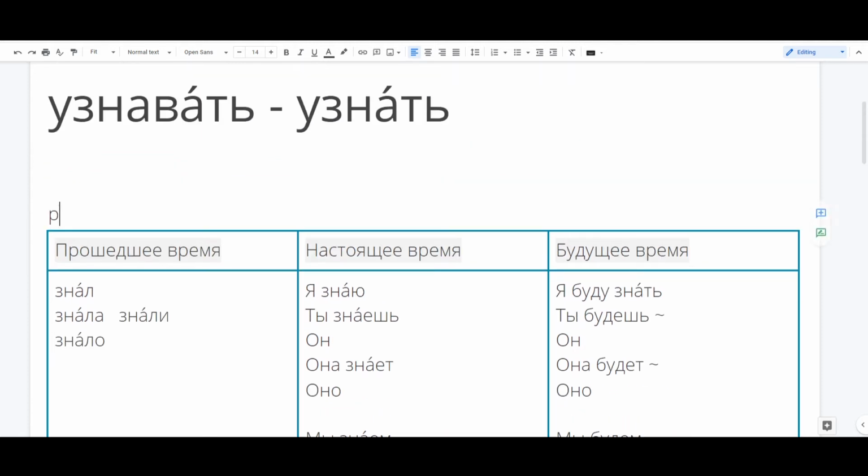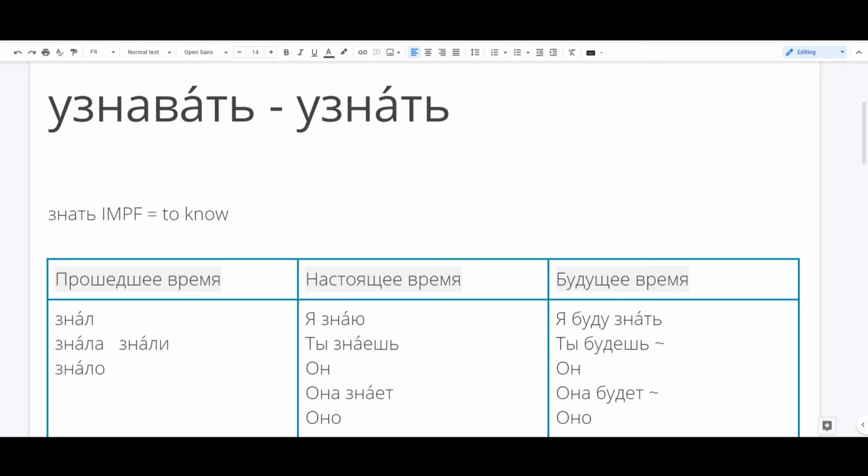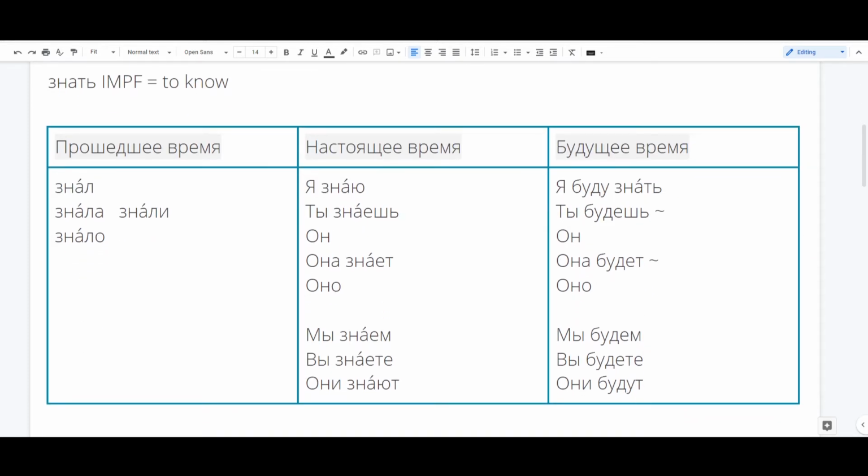Alright, let's start with the verb знать. Знать is an imperfective verb and it means to know. This is a regular verb, so it's conjugated just like any other regular verb. I have prepared a table for you. Let's conjugate it together. Прошедшее время, past tense.